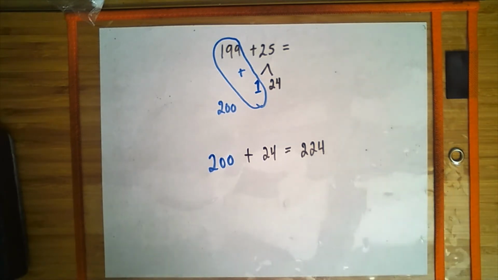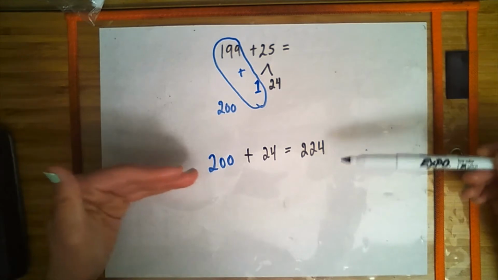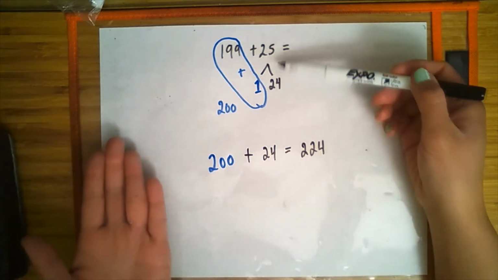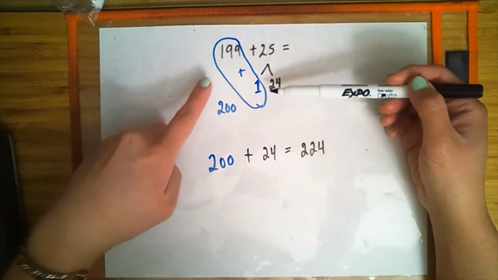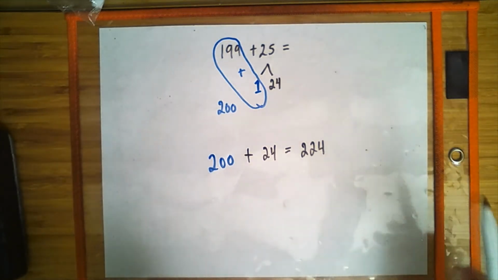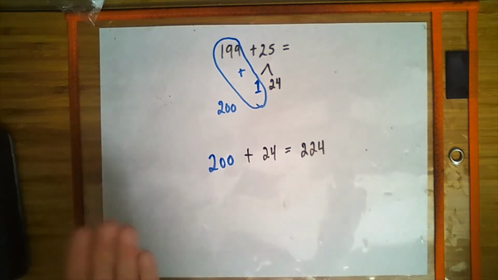Just like we talked about in our objective, we used mini number bonds to simplify our equation. 199 plus 25 looks very scary, but when we broke up our mini number bonds to make the next 100, which was 200, it became so much easier for us to add because we were able to rewrite it so that it's easier to see and also to add.